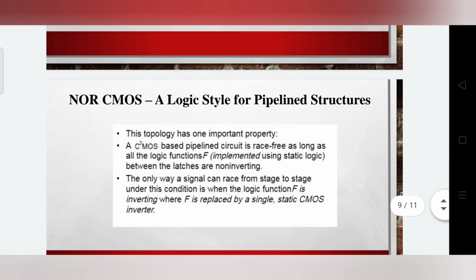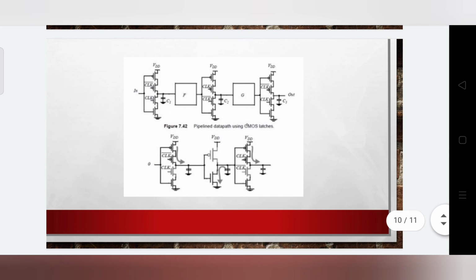Next is NORA CMOS, a logic style for pipeline structures. This topology has one important property. The C2MOS based pipeline circuit is race free as long as all logic functions F between latches are non-inverting. The latch based pipeline circuit can also be implemented using C2MOS latches as shown in the figure. This topology has the additional property of being race free as long as the logic functions F between latches are non-inverting. The reason for the above is similar to the argument made in the construction of the C2MOS register.